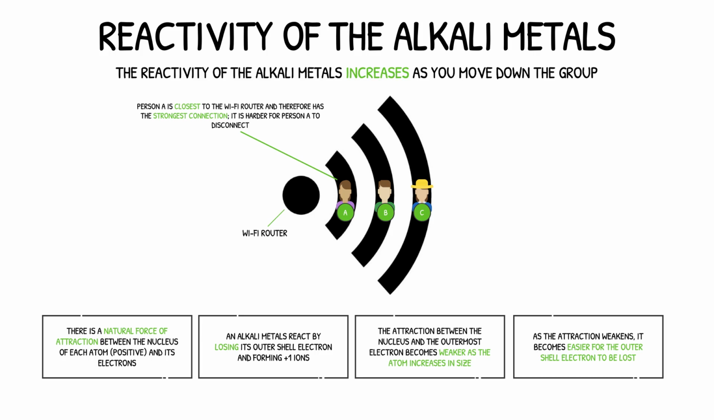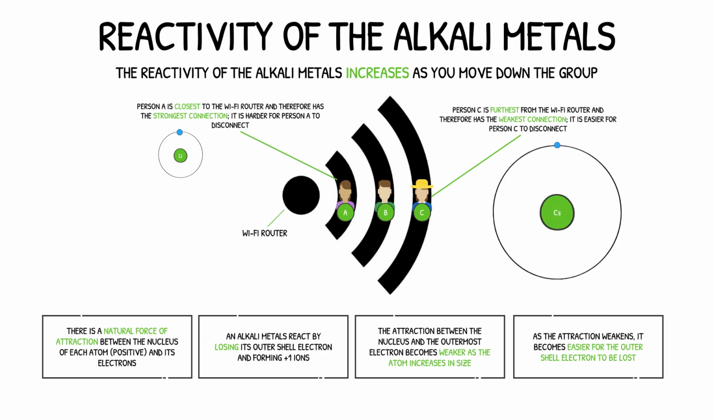This analogy can be used to reflect the interaction between the nucleus and the outermost electron in an atom of lithium, therefore explaining why it is the least reactive of the alkali metals. In contrast, person C would have the weakest connection to the Wi-Fi because they are furthest from it, therefore making it easier for them to disconnect. This analogy can be used to reflect the interaction between the nucleus and the outermost electron in an atom of cesium, therefore explaining why it's the most reactive of the alkali metals.